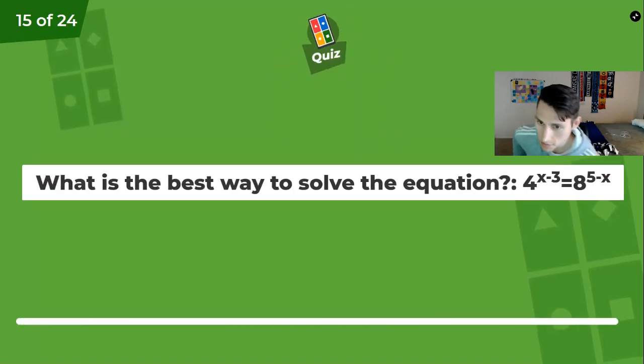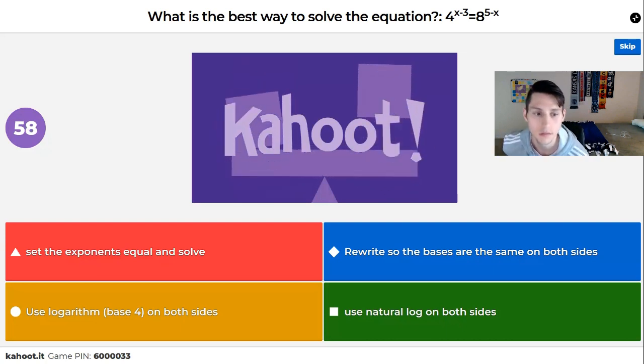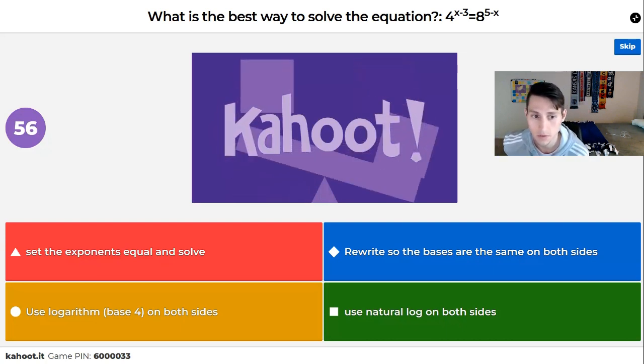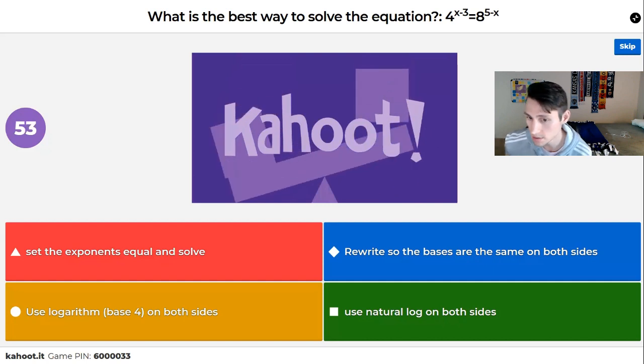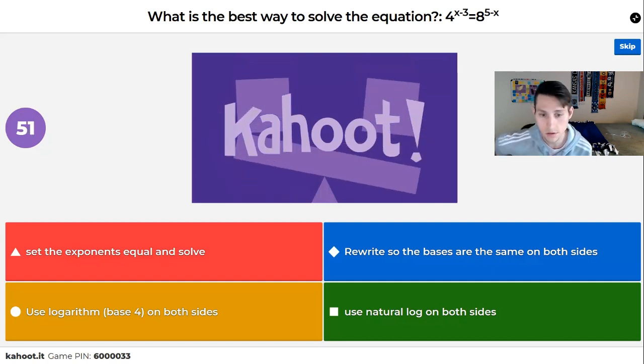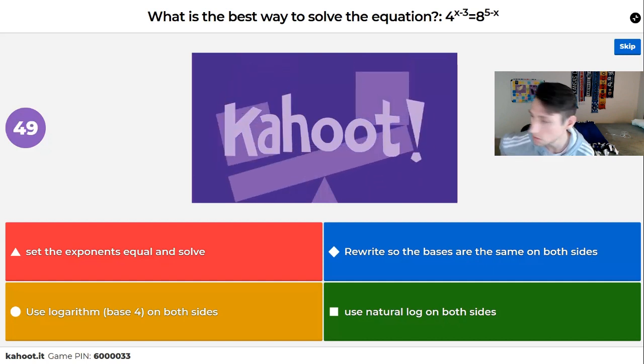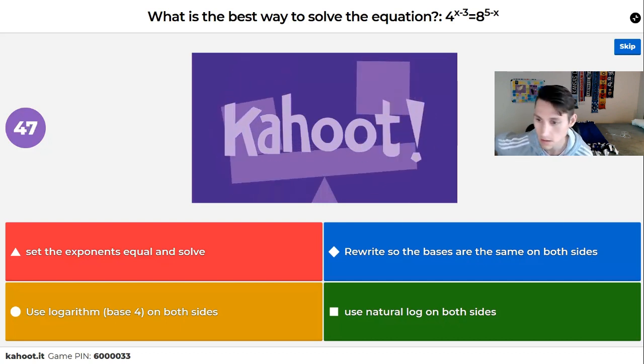What is the best way to solve the equation? Set the exponents equal and solve. Rewrite so the bases are the same on both sides. Use logarithm base 4 on both sides. Use natural log on both sides.